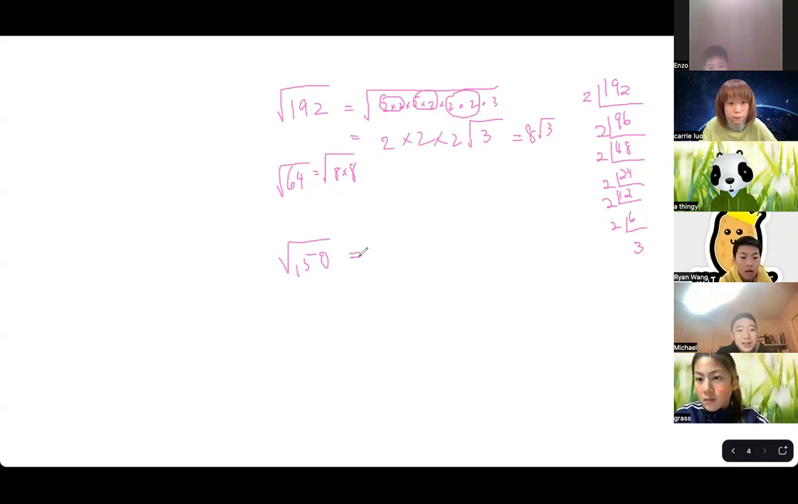One divided by zero square root. One second, I'm going to talk about this one later, okay? After we did this one. So 150 divided by what first?